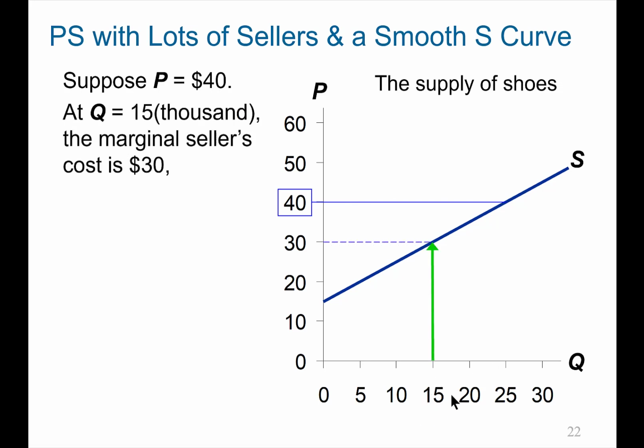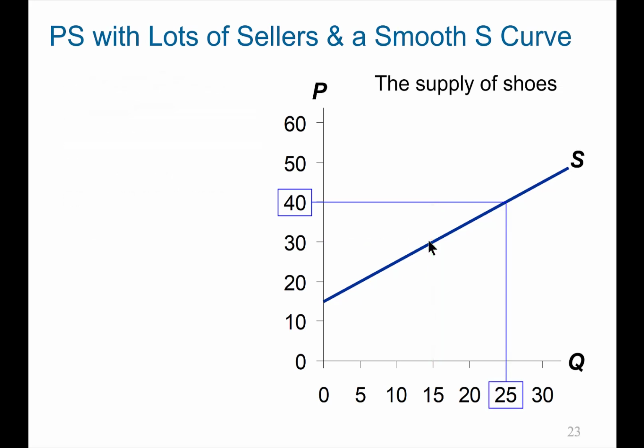For this particular pair of shoes, the 15,000th pair, the cost of production according to the supply curve is $30. The cost of production for the 5,000th pair is like $20. So focus on this pair, that's the marginal pair. If the cost is $30 and they can sell it for $40, the difference between 40 and 30, $10, is the producer surplus.